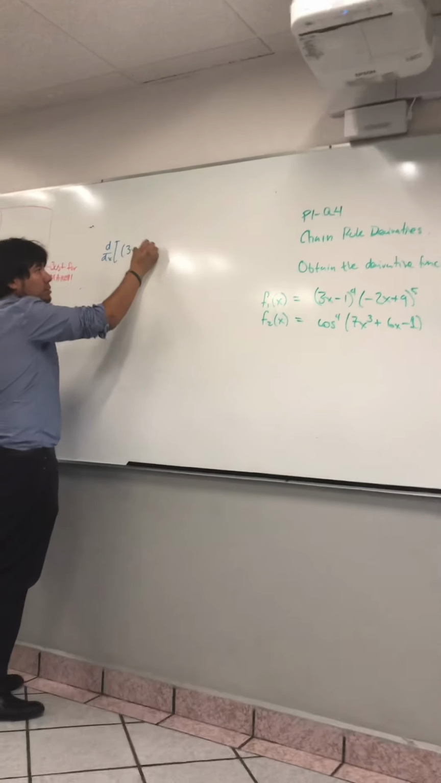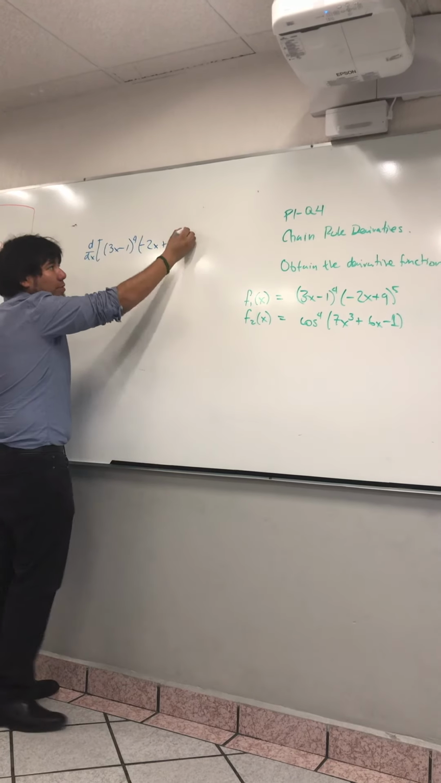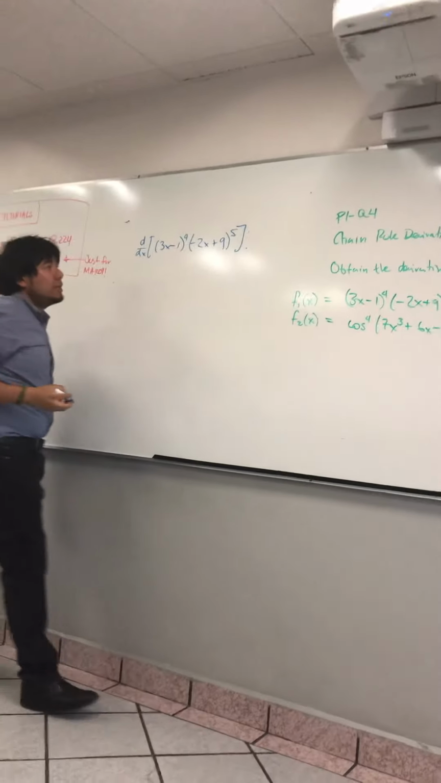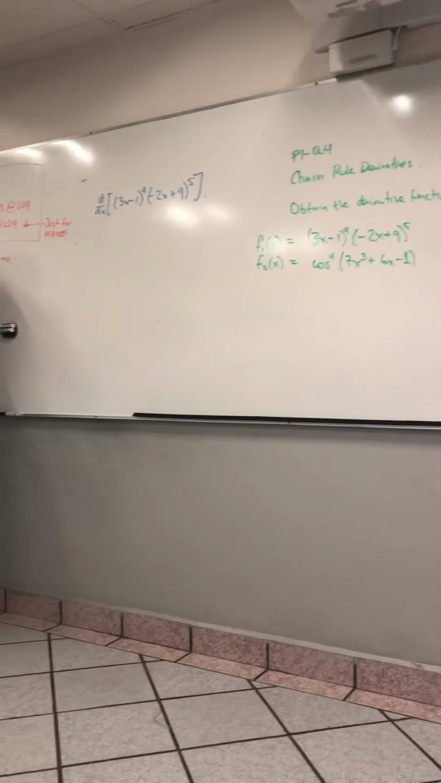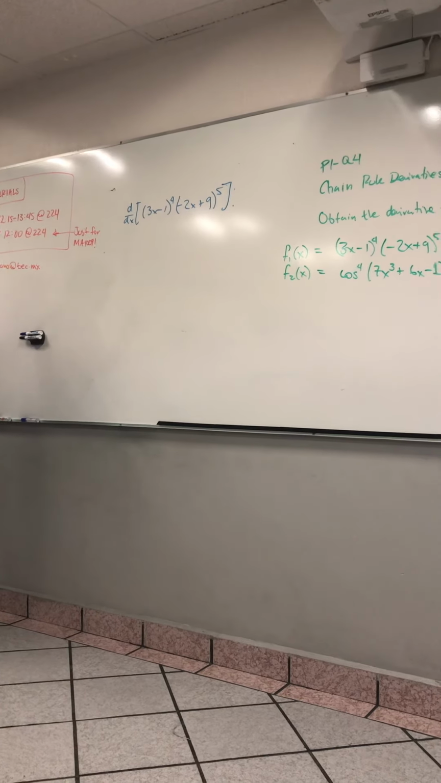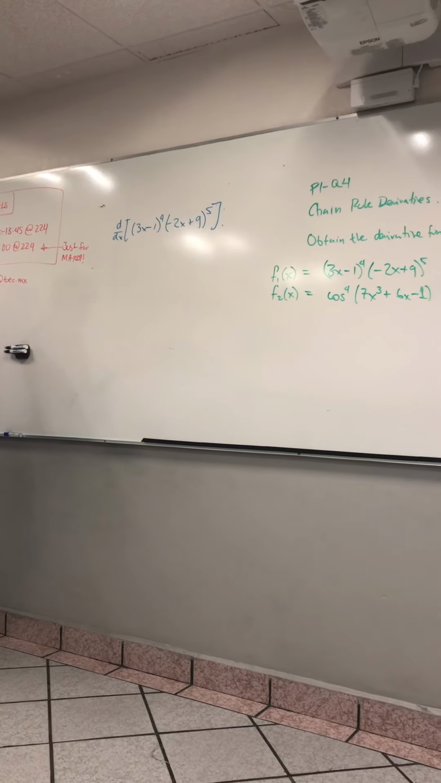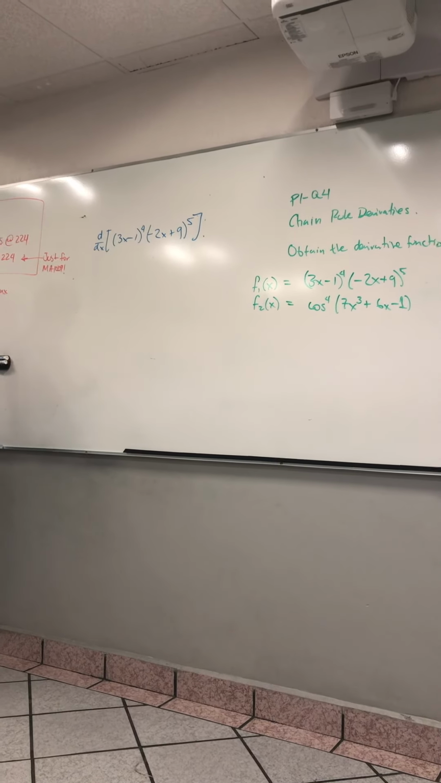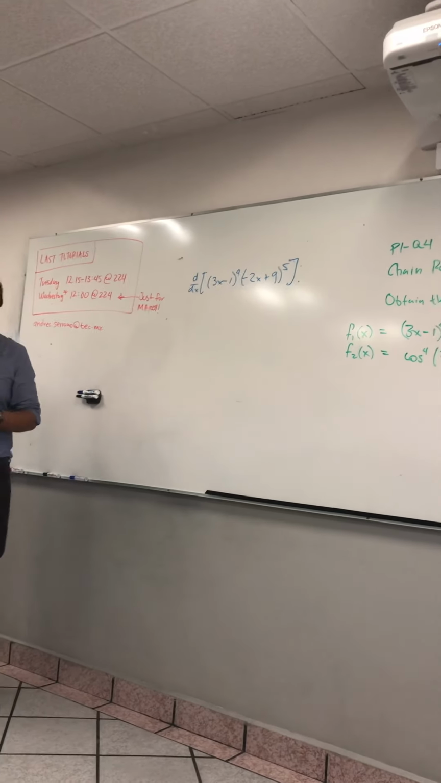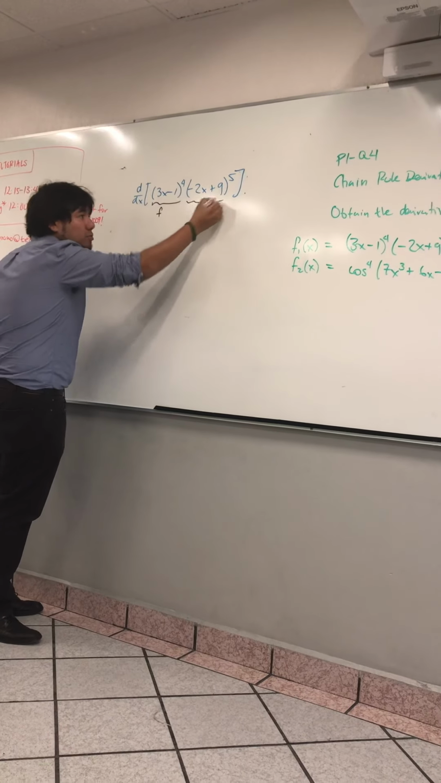(3x minus 1) to the power 4 times (minus 2x plus 9) to the power 5, right? Well, by doing this, what can I see at first? Can anyone tell me? There's two functions. That's true. So there is a product of functions involved, right? Do we know how to differentiate a product of two functions? Yes, we know. So the first step would be to identify them as two different functions.